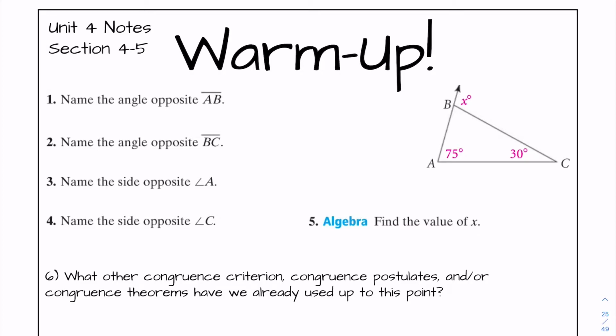It's pretty short. Name the angle opposite AB. So here's side AB. The opposite angle is way over here, not connected. It forms AB when it outreaches. So that is angle C.